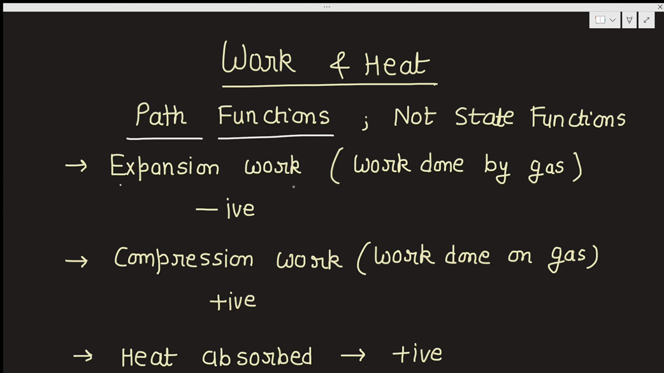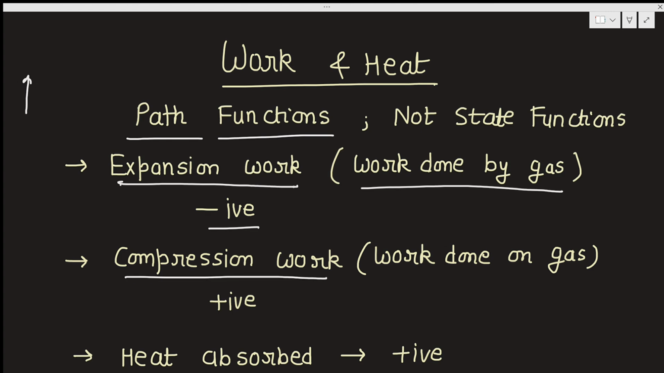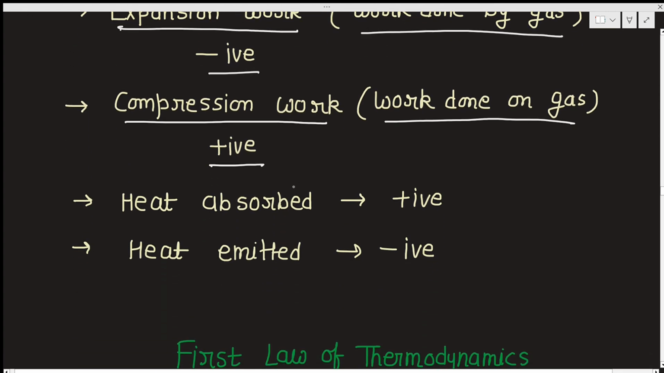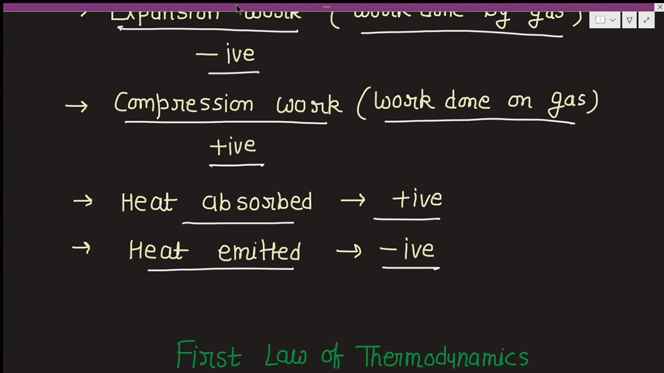If you have been given expansion work, it means work is done by the gas. The piston is moving in the upward direction, it means the volume is increasing, then work is negative. Similarly, if you have been given compression work, it means the piston is going downward, then work is done on the gas, the volume is decreasing and work is positive. Similarly for heat, if it is absorbed then it is a positive quantity, and if it is emitted then it is a negative quantity.